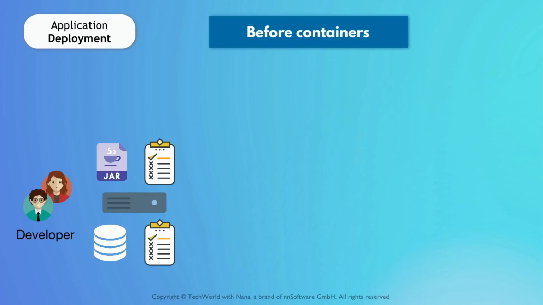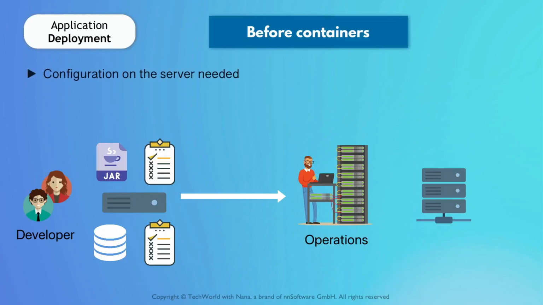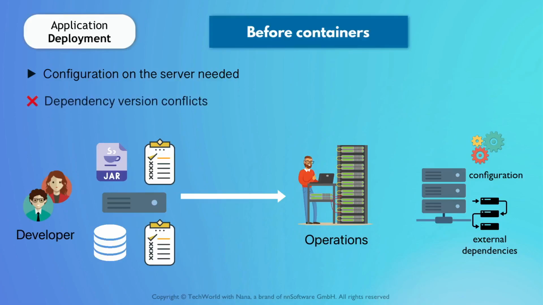So the development team would give those artifacts over to the operations team, and the operations team will handle setting up the environment to deploy those applications. Now, the problem with this kind of approach is that, first of all, you need to configure and install everything directly on the operating system, which, as we saw in the previous example, could lead to conflicts with dependency versions and multiple services running on the same host.